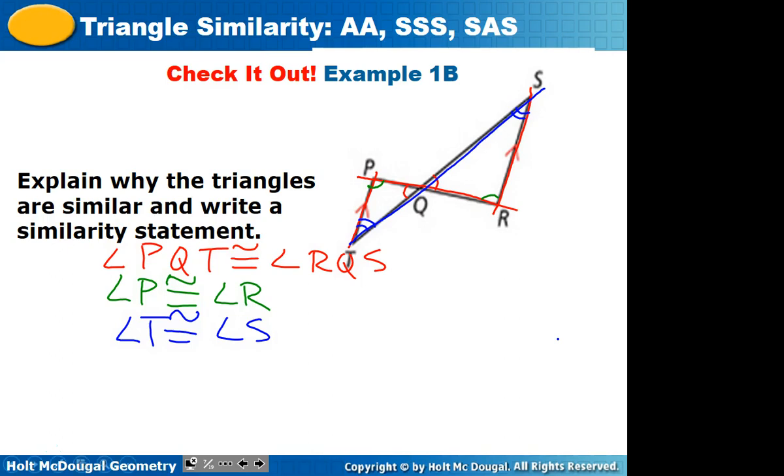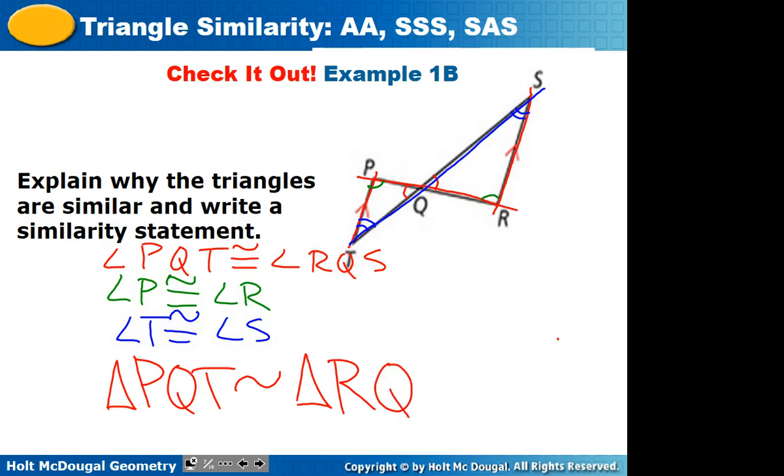Then we're going to talk about our similarity statement. Let's just talk through these. So if we say PQT for the triangle on the left, so triangle PQT is similar to triangle... Now, if we look at P, it has one green arc, and R has one green arc. Then Q has one red arc and so does the other, so we're going to put Q here. And then we have two arcs at T and two arcs at S, so we're going to put S over here. Again, the reason these are similar is because of angle-angle. We had two angles. We obviously had three, but we really only need two.